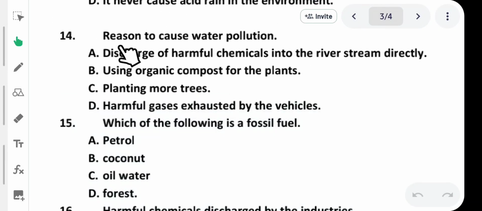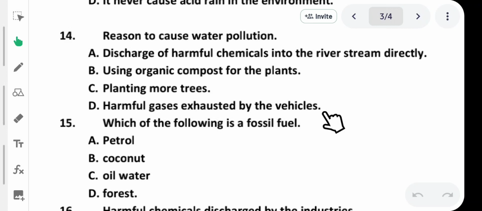Next one, 14th question: reason to cause water pollution. Water pollution they have asked. Let's see the options. Discharge of harmful chemicals into the river stream directly. Using organic compost for the plants. Planting more trees. Harmful gases exhausted by the vehicles.